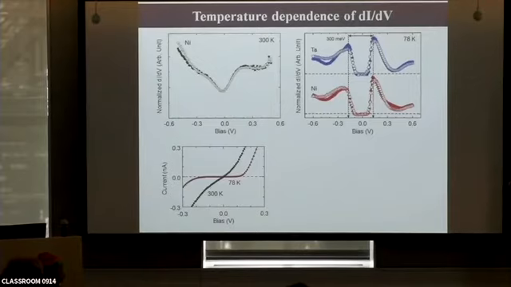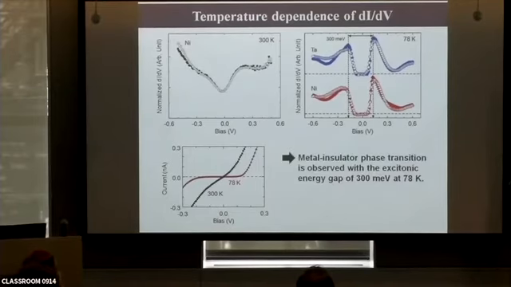We also measured the tunneling current versus the bias voltage at two different temperatures, 78 and 300 Kelvin. As you can see, the 300 Kelvin shows the metallic behavior, but the 78 Kelvin shows a clear gap picture. Here, the size of this line is 300 meV, which is exactly the same as this peak-to-peak distance. So the metal-insulator transition is also supported by the tunneling current, and the energy gap is 300 meV.